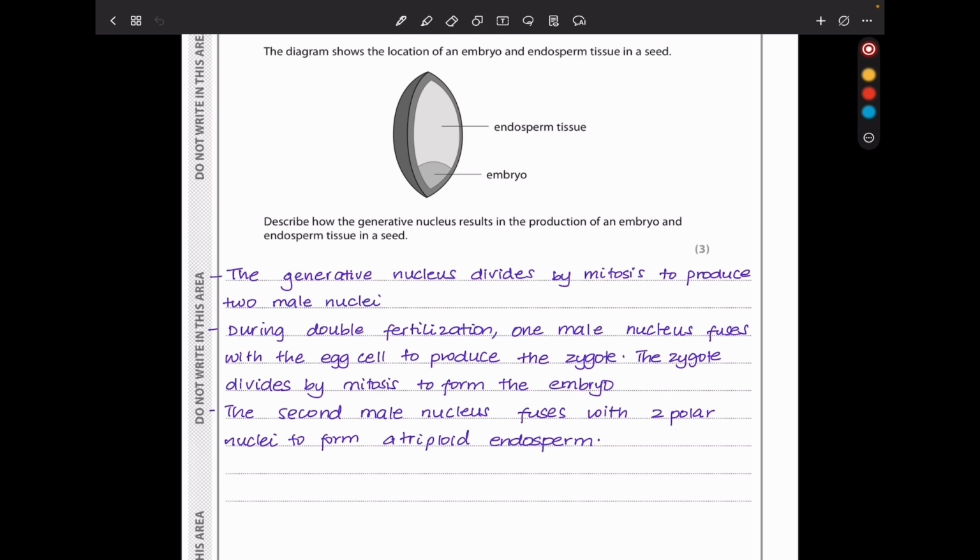So I said the generative nucleus divides by mitosis to produce 2 male nuclei. During double fertilization, 1 male nucleus fuses with the egg cell to produce the zygote. The zygote divides by mitosis to form the embryo, and the second male nucleus fuses with 2 polar nuclei to form the triploid endosperm.